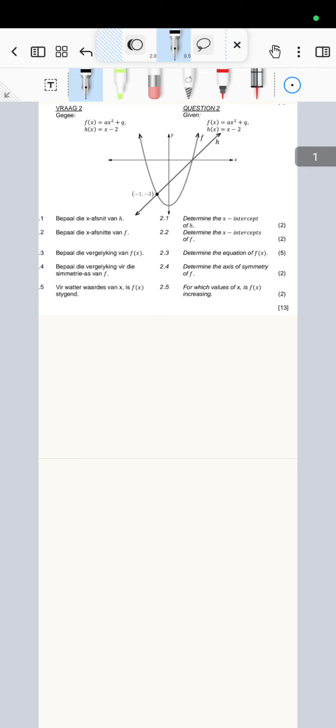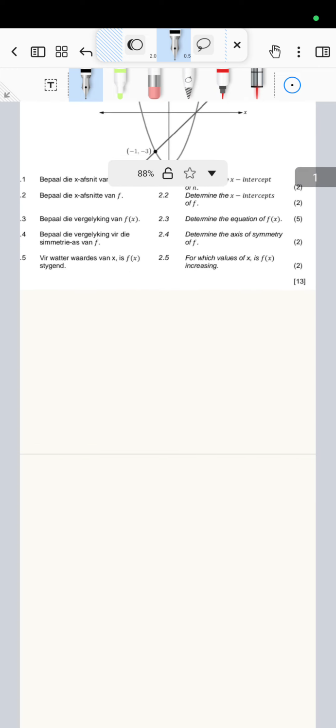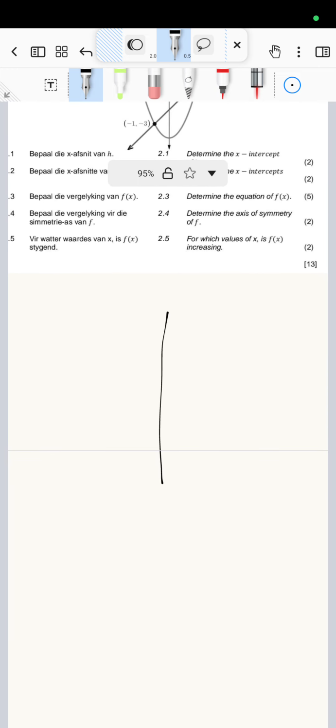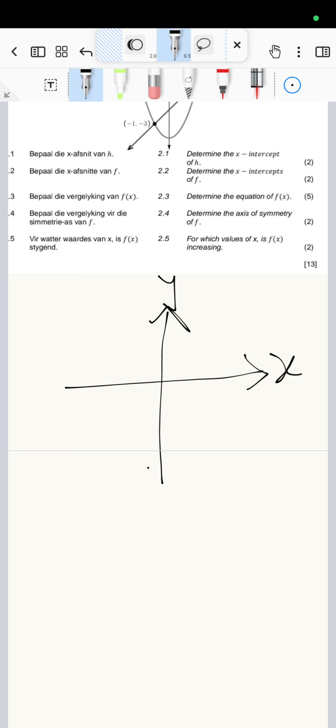Okay, so let's go and look at question 2.1, 2.2. They're asking for intercepts, specifically the x-intercepts, but I'm just going to discuss both quickly. So here's a Cartesian plane. This over here is your y-axis, this over here is your x-axis. And if I put some random numbers here, so this is 1, this is 2, this is 3, and so forth, and on that side obviously the negative values.